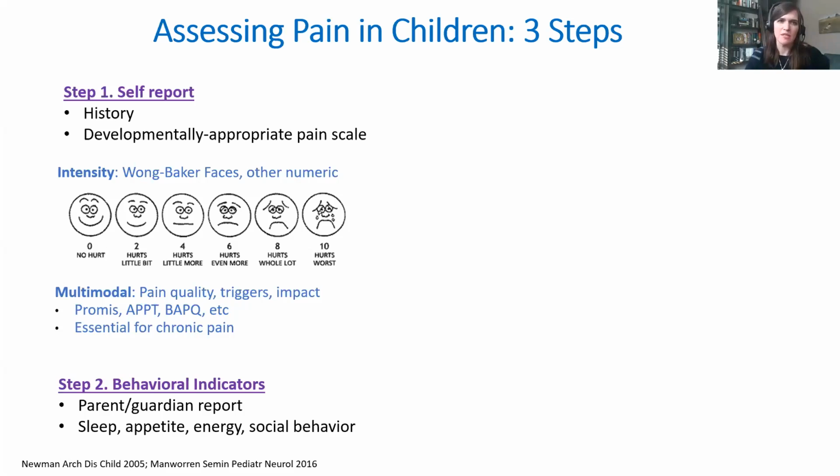The second step is behavioral indicators. And this is something we usually get from parent or guardian report. And it's important to get information about changes in sleep, appetite, energy, and social behavior.